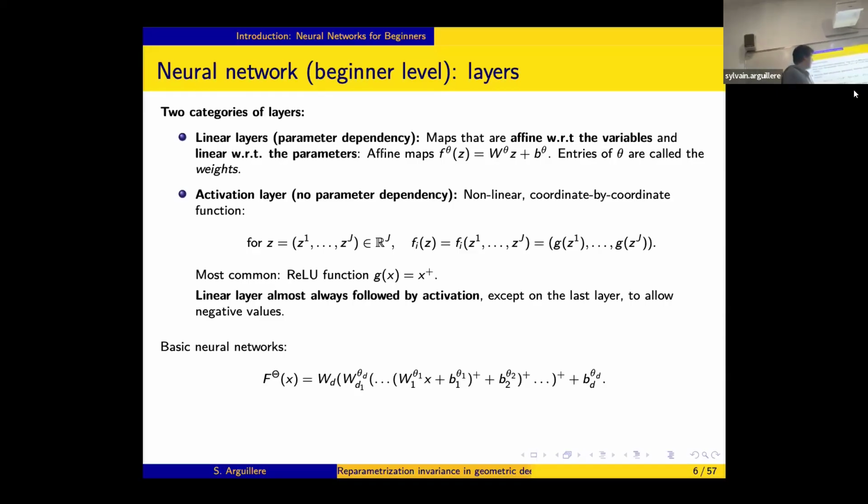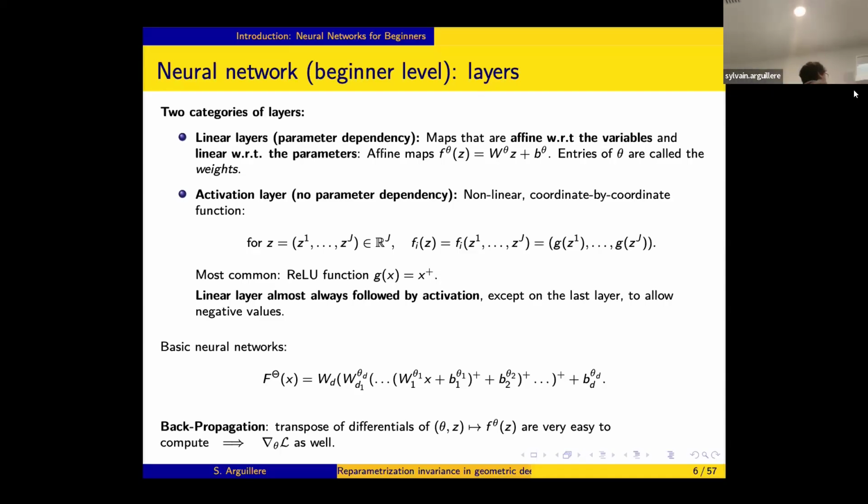So basically, a basic neural network will look like this, right? f of big theta of x, for the whole set of parameters, will be just some affine map, and then you take the positive part, and then you reapply an affine map, etc. So why is this done? It's because it's very easy to compute this gradient.